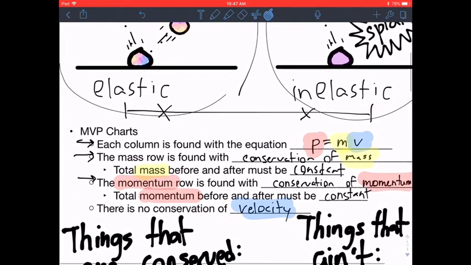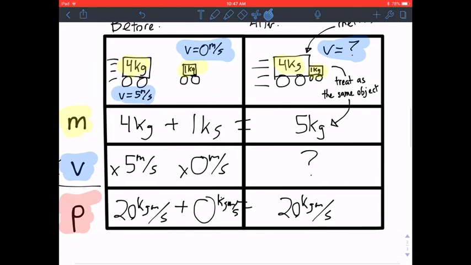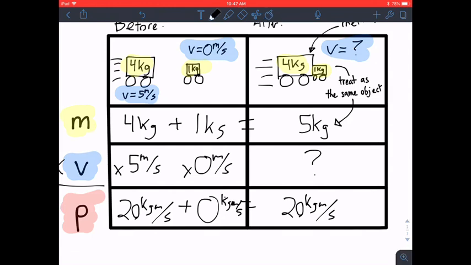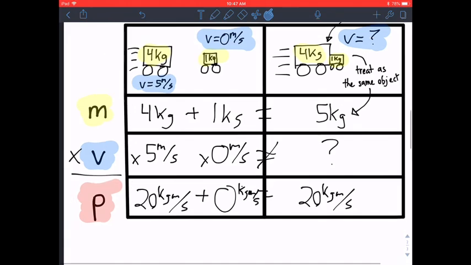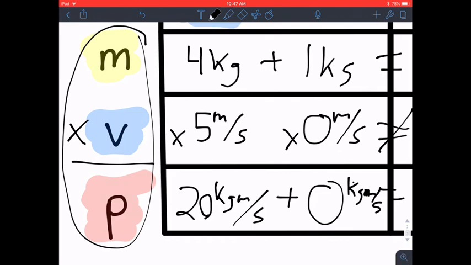All right, let's go back to my instructions. The last instruction is there is no conservation of velocity. So for the middle row, I don't add those up. In fact, they're not equal. I'm going to put a little not equal sign right there. All right, so I've filled out as much of my chart as I can at this point, and I got to do some thinking. I'm still missing the velocity. But remember, the first thing we did was we said that mass times velocity equals momentum.